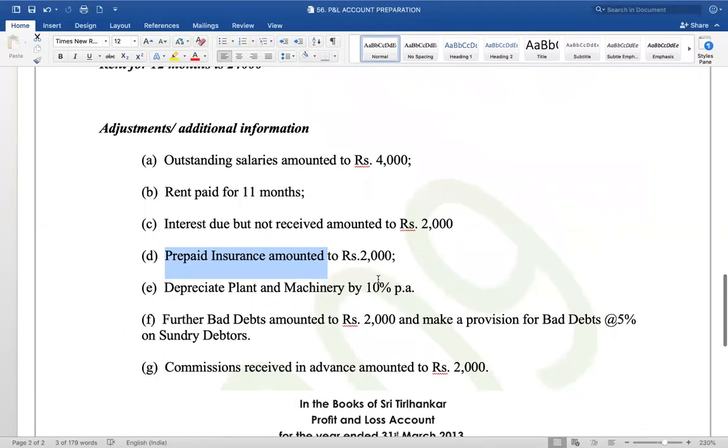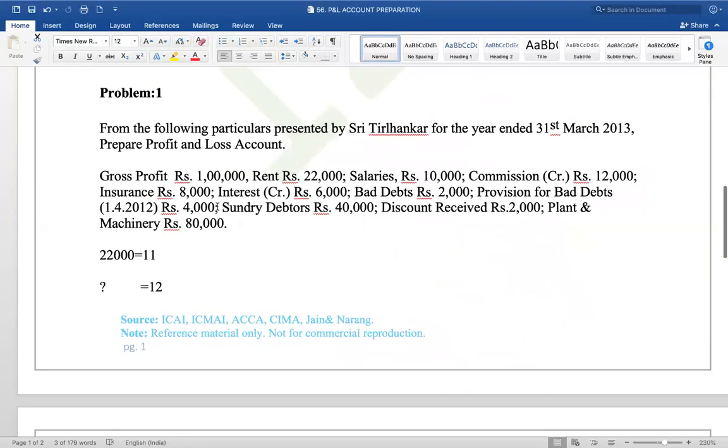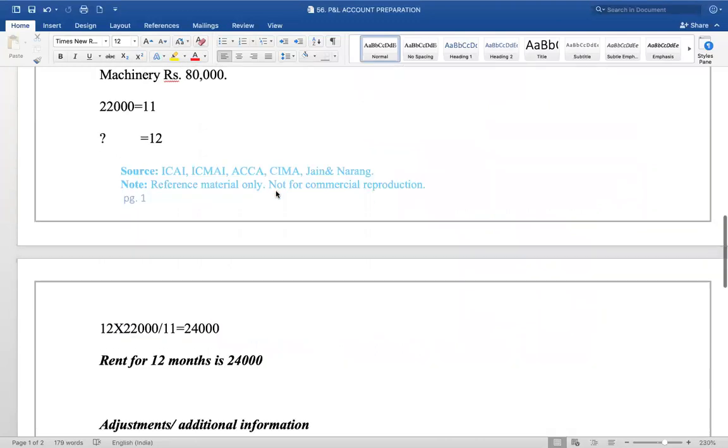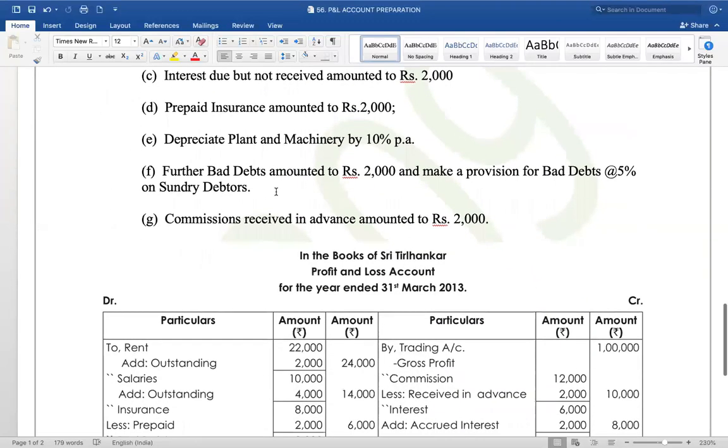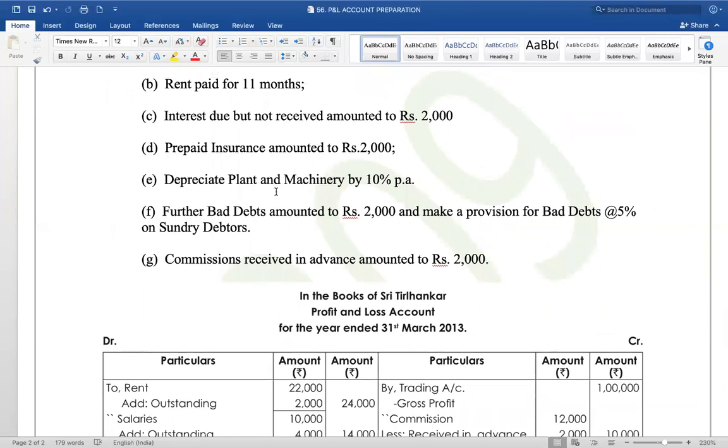Okay, next is interest. Interest 6,000. If it is debit, then it is expense. Because it is credit, it is income. Interest received 6,000. Any adjustment for interest? Interest due but not received.